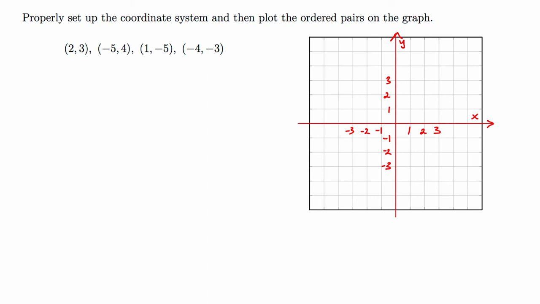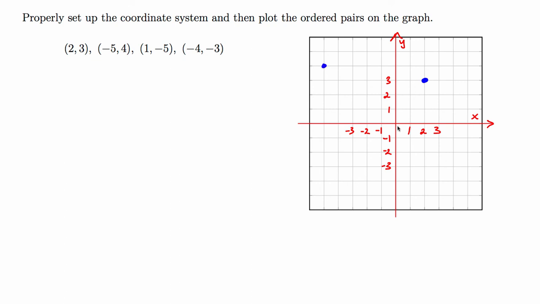So to plot the first point, (2, 3), we will begin at the origin. We will move right 2 units to an x value of 2, and up 3 units to a y value of 3. Again, returning to the origin, to plot the point (-5, 4), we will go left 5 units to an x value of -5, and up 4 units to a y value of 4.